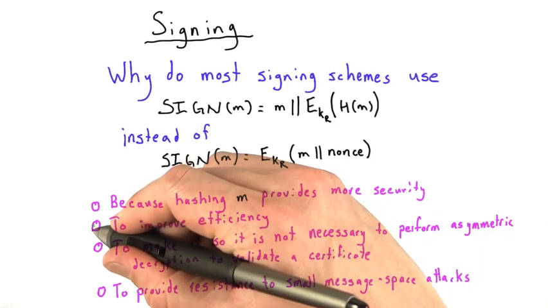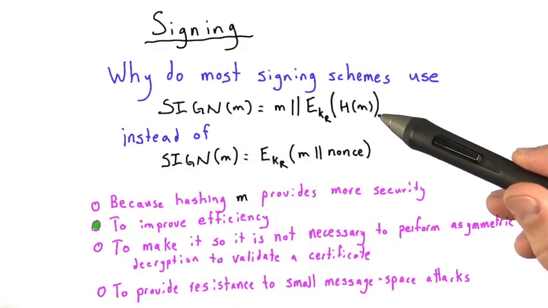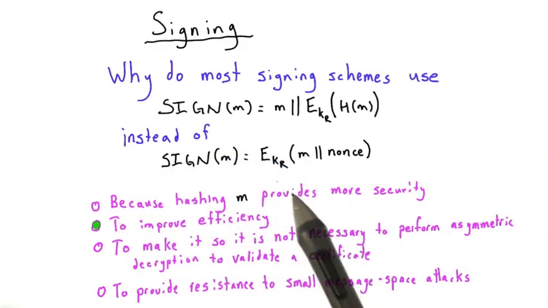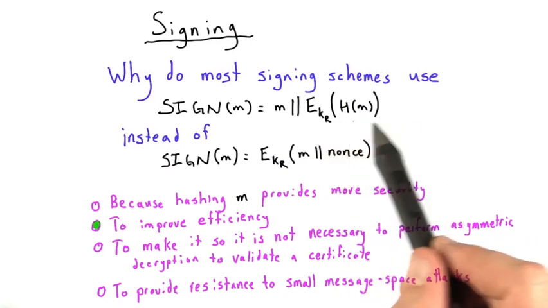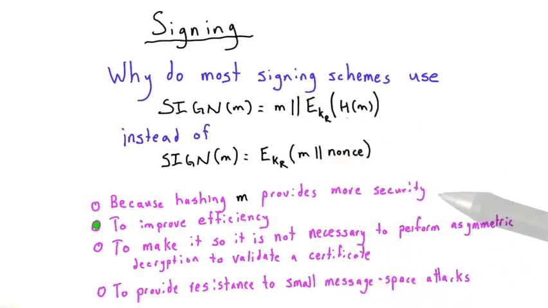And the answer is to improve efficiency. If the message M is very long, RSA could be a very expensive operation, and so we only want to run the encryption on the hash of the message, which will be smaller. The first option is not true. The security of this scheme depends on the encryption function, not on the hash function. The third option is not true. Asymmetric decryption is necessary in both schemes. The fourth option is not true because we haven't done anything to increase the message space.